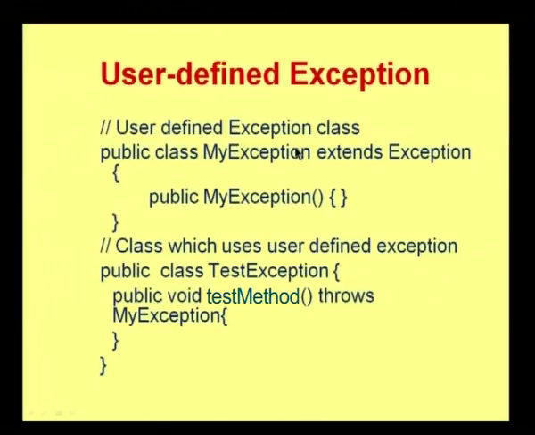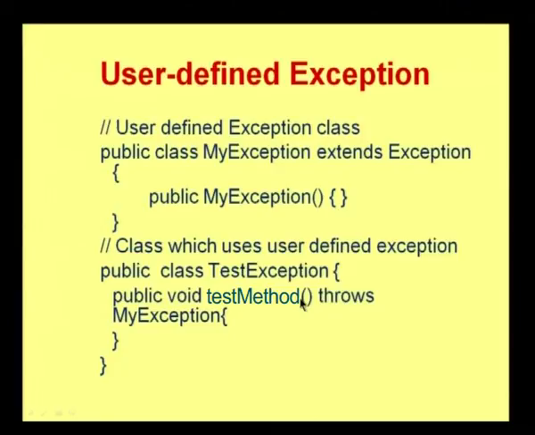Here a user defined exception is again a class. Here, public class MyException, I am trying to create my own exception, extends Exception. So what type of exception is it? It is ultimately a checked exception. Public MyException, I have a constructor, but I do not have any body in this constructor. Here I have TestException, a class.